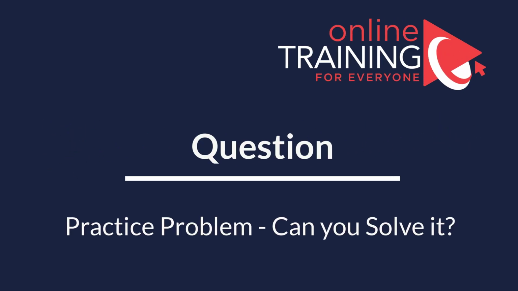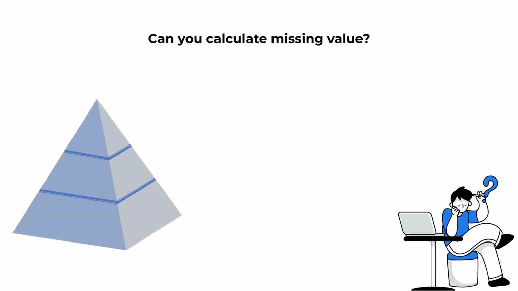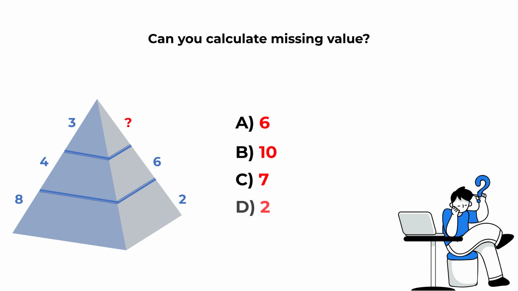You're presented with a triangle, which is broken down into 3 equal horizontal parts. On the left side of the triangle, you see numbers 8, 4, and 3 if you go from the bottom to the top. And on the right side of the triangle, you see numbers 2, 6, and 1 number is missing. You need to select the missing number from 4 different choices. Choice A, 6. Choice B, 10. Choice C, 7. And choice D, 2.